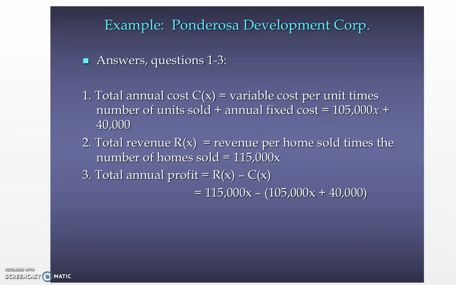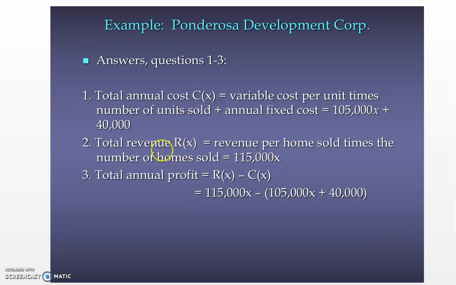So for the total annual cost, I might express that cost as a capital C. So the cost of X will be expressed as variable cost per unit times the number of units sold, plus the annual fixed costs. So our total annual cost for the organization would be $105,000, which is the sum of all of the land, material, and labor costs, times X, times how many houses we produce, plus $40,000, which we've identified as our fixed cost on an annual basis for the organization, even if they produce 0 homes.